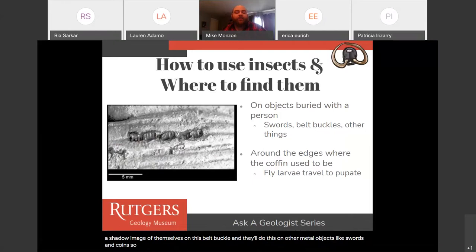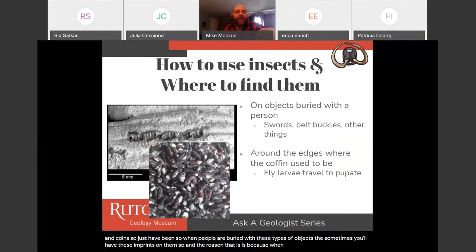So when people are buried with these types of objects, sometimes you'll have these imprints on them. And the reason is that as the fly larva is going to pupate, it leaves its food source to find a safe place to pupate, to become a pupa. And those imprints are a result of a chemical reaction.